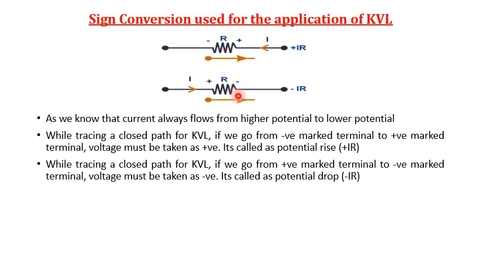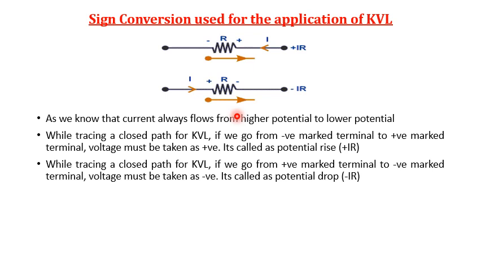The potential drop magnitude is written here, so minus IR. You can also reverse the tracing. If you trace from here, you again take it as it is, whatever you have taken here. So the tracing direction will be the same, but I only reverse the current direction. The current direction is from higher potential to lower potential.